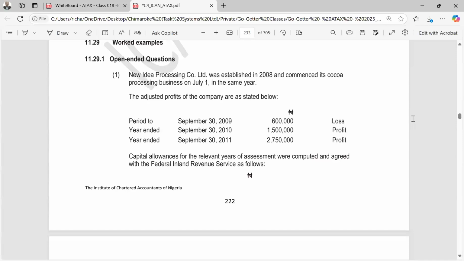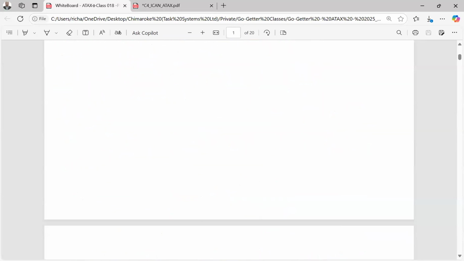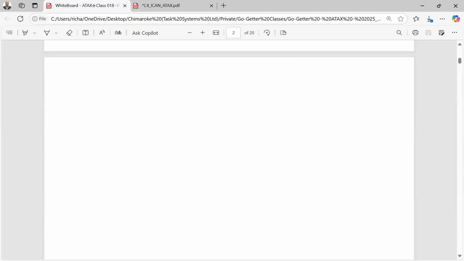So in order to solve this particular question, we will have to solve it the way it was solved in the era before Finance Act 2019. I told us that before that era, we will need to establish the date on which the business commenced. So I'll take this question, New Idea Processing Company Limited. Let's take it down to where we will solve it. Take it to this page.